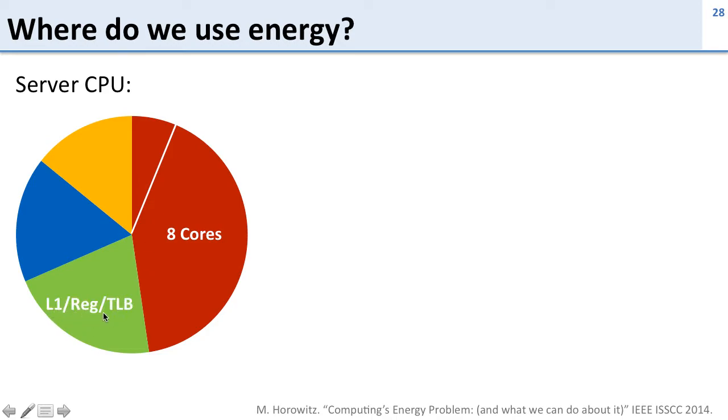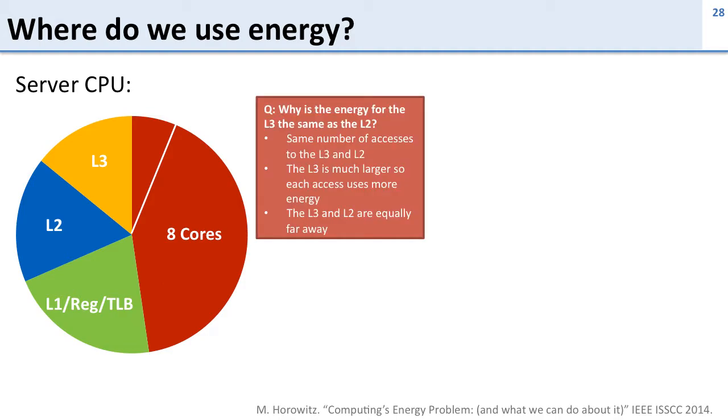The level 1 cache, the registers, and the TLB take up about 1/6 of the power. So does the L2 cache and the L3 cache. So what you see here is that an enormous amount of the power is used in the memory hierarchy. About half the power in the memory hierarchy, half the power in the cores for a server CPU.